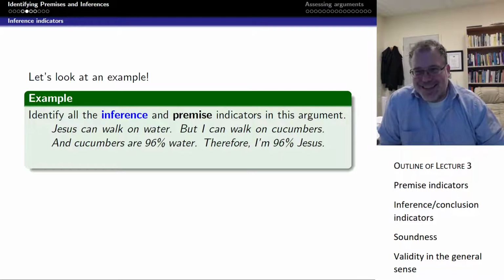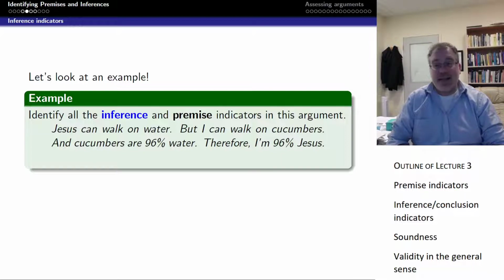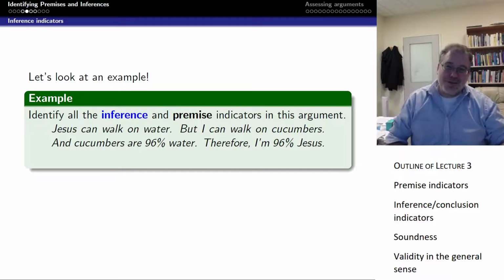Of course not. It's a silly example, but despite the fact that the argument is silly, it does not prevent us from looking for premise and inference indicators. So are there words or expressions in there that tell us, hey, what follows is a premise, or hey, what follows is a conclusion?